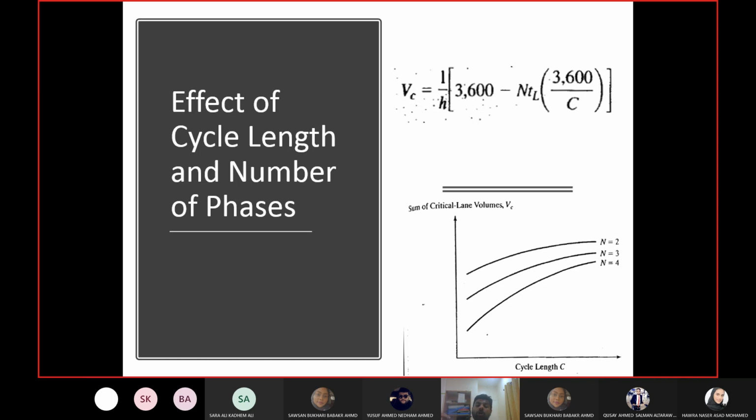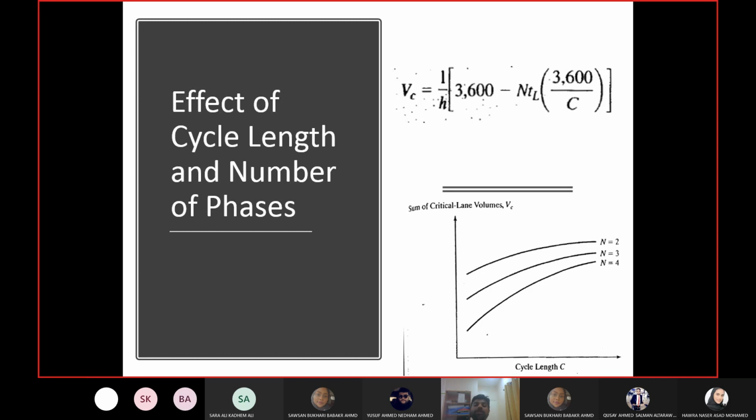Now that means we should always look to decrease number of phases, and we should always look to increase the cycle length. To have more VC, to have higher volume passing through the intersection, always try to decrease the number of phases and always try to increase the cycle length. Now, there are two issues, one with number of phases, one with cycle length.